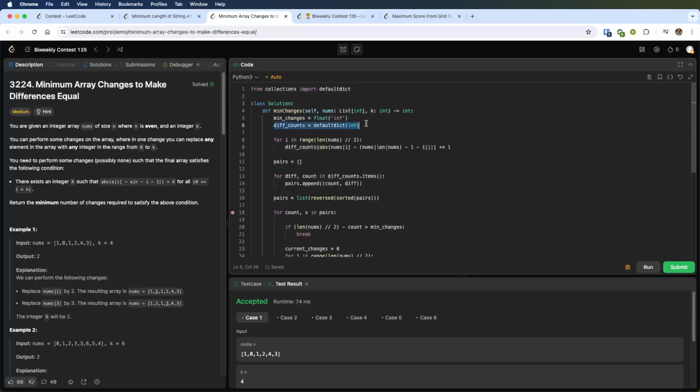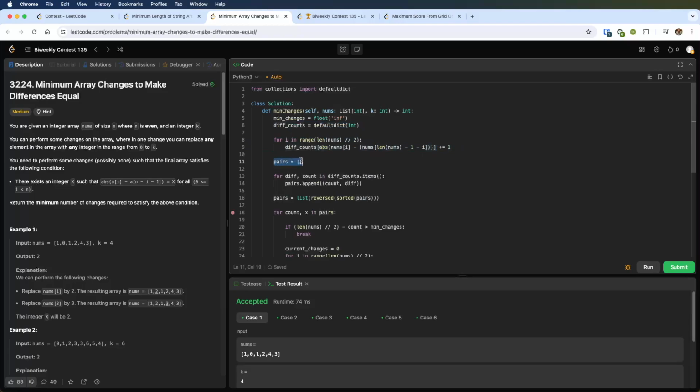We're also going to have our diff count, and this is going to be a dictionary that represents the difference that we see when we compare any pair to the number of times that difference occurs in the array. So what we do here is just iterate through the array, get all those differences, then increment the values in that dictionary.